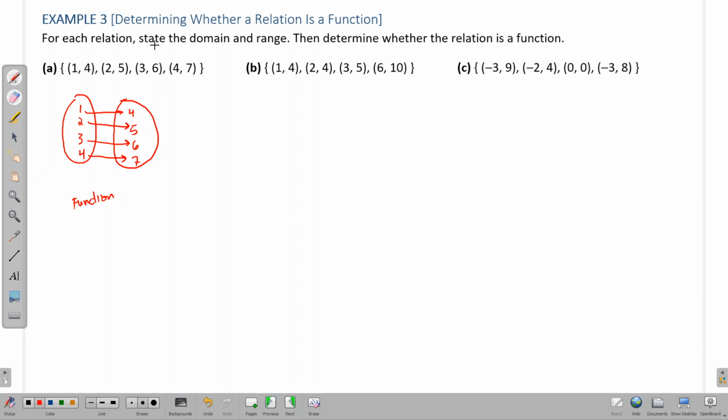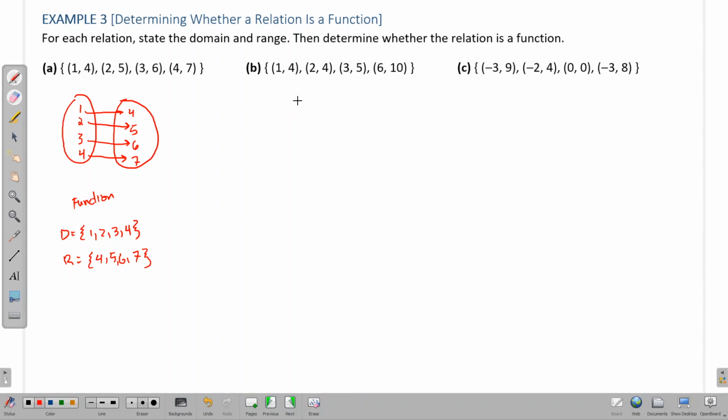Now, it does also say state the domain and range. We'll do it for this first one, but I'm not going to keep doing it for each one. So the domain is the set of all x's. It's just this exact set here. So {1, 2, 3, 4}. And then the range is the set of all output values. So {4, 5, 6, 7}. Remember that domain and range are sets, and sets need to be written with these curly braces here.